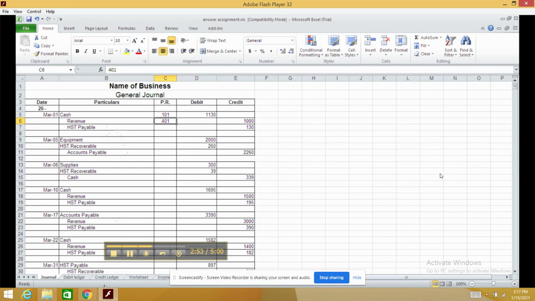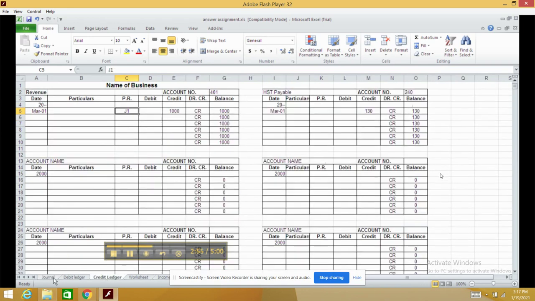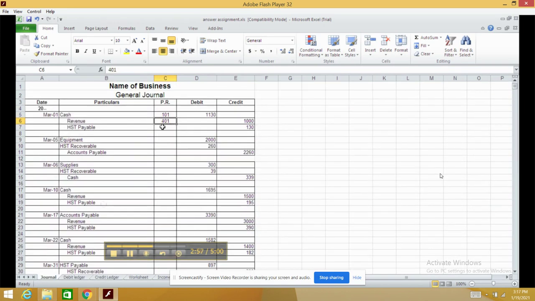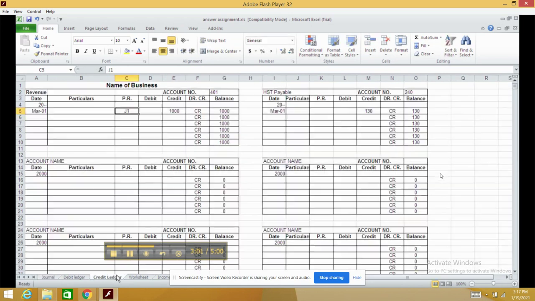Now HST payable is account number 240, so we'll put in 240 here, go back to the credit ledger, and we will put in J1, which stands for journal page 1. This transaction shows us how to correctly post from a general journal to the general ledger.